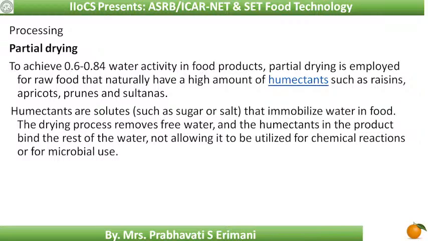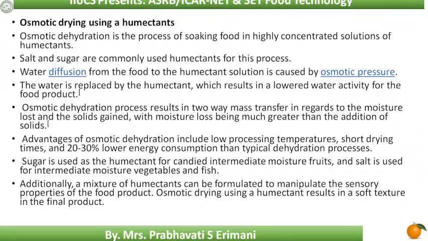After the partial drying, the next step is osmotic drying by using the humectant. Osmotic dehydration is the process of soaking food in a highly concentrated solution of humectant, that is salt and sugar, which are the commonly used humectants. So water diffuses from its higher concentration to its lower concentration, from the food to the humectant solution. That is caused by the osmotic pressure.